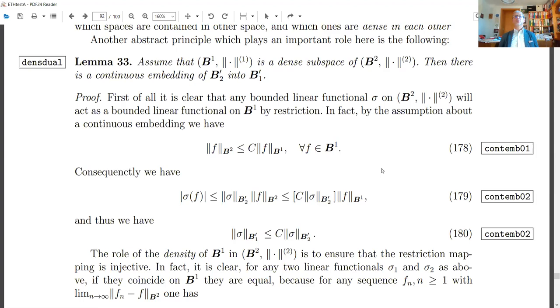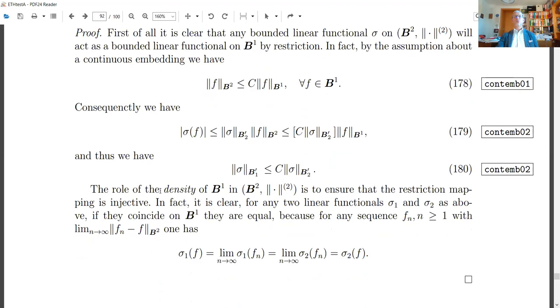But here we have the density, and that's what we can write here. If somebody says, I found two functionals, sigma 1 and sigma 2, that coincide on the subspace, are they the same as elements of the dual of the smaller space? The answer is yes, they have to be, because by density, on a convergent sequence Fn in the subspace, you can exchange sigma 1 for sigma 2.